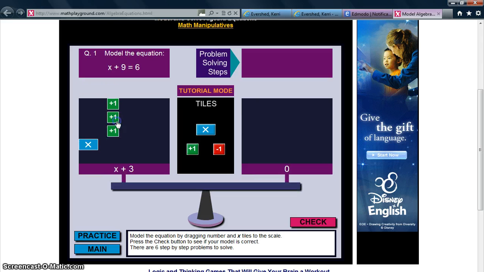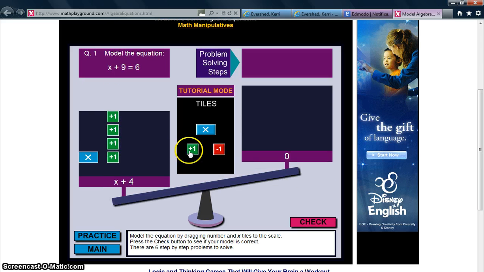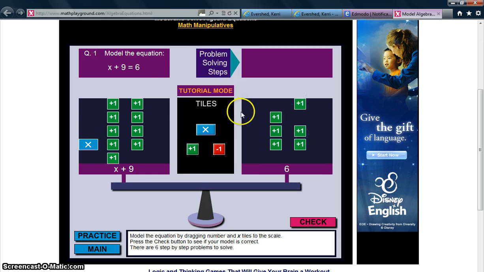2, 3. Notice how the scale is getting heavier on one side as there are more tiles. And it's also keeping track on the scale. So I'm at 7, 8, and 9. I want to balance it out, so I'm going to put 6 over here. And now there are 6 green tiles to match the 6 on the right-hand side of the equation. My scale is balanced. Let's check to make sure.